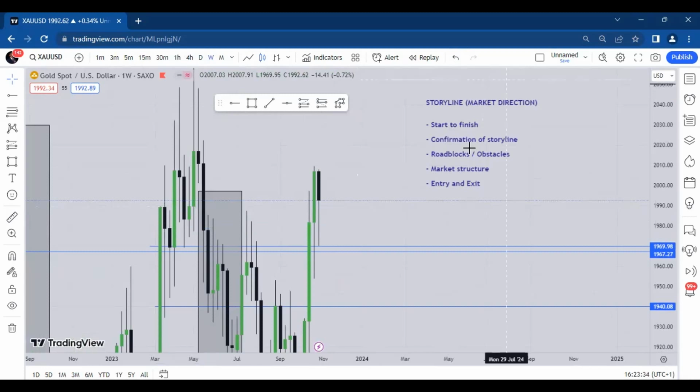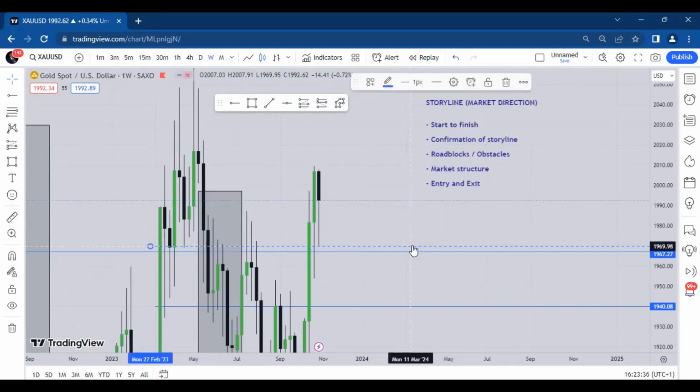The next subtopic under storyline that we're going to look at is very, very important, and that is confirmation of storyline. Now, there are so many SNR levels that we are going to encounter while you are trading.